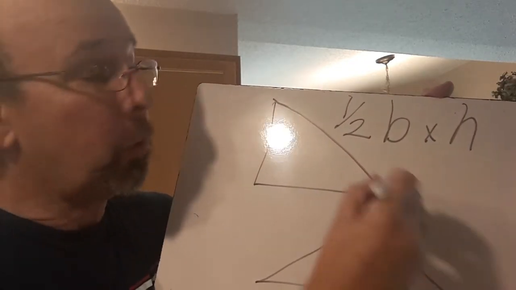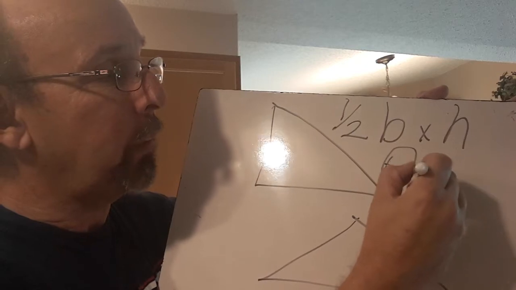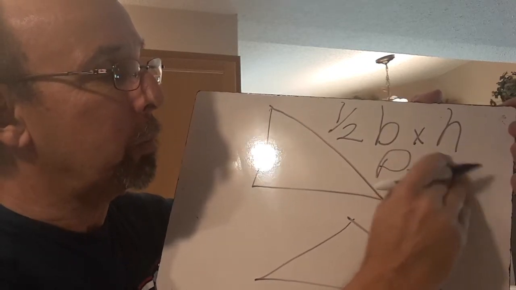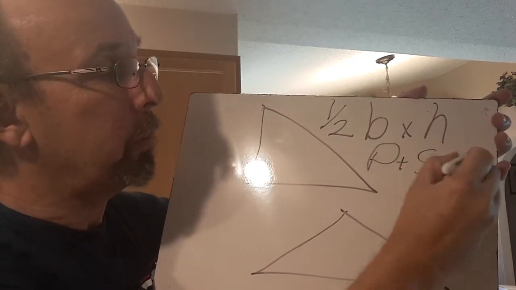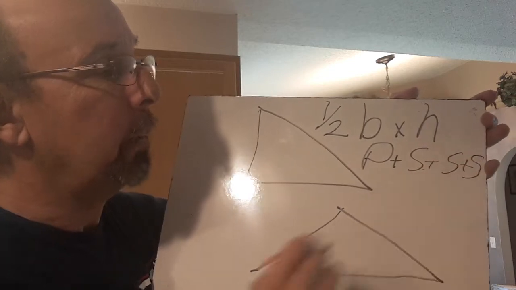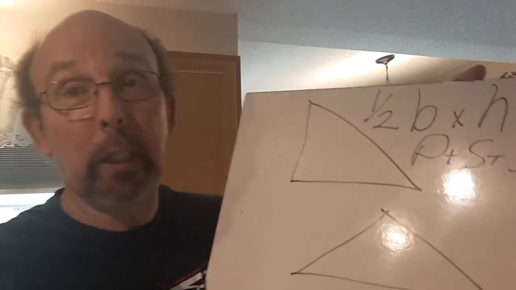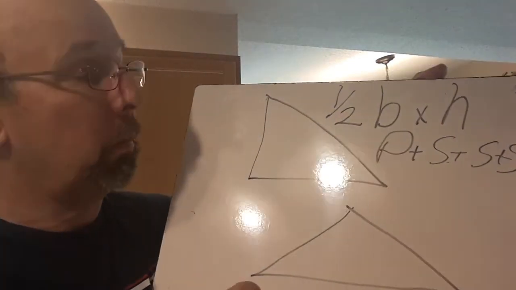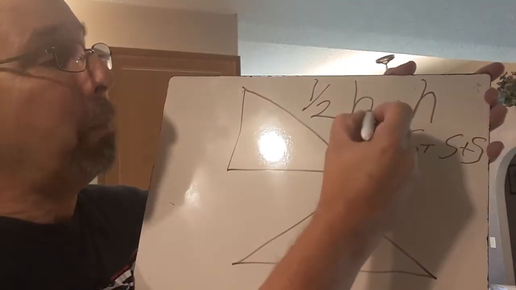For the perimeter of a triangle, you got to add the 3 sides. Side plus side plus side. Just add the 3 sides together. Distance around it, right?